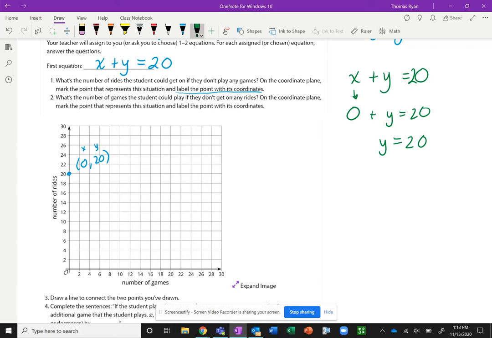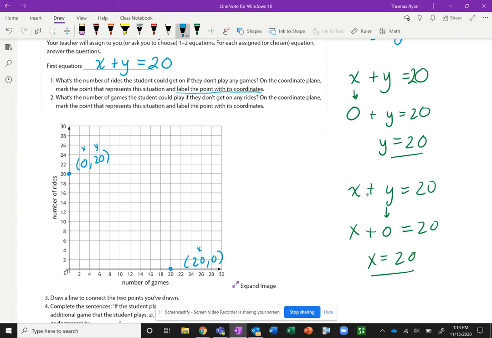Okay, number 2 says, what's the number of games they could play if they don't do any rides? So it's the same idea. X plus Y equals 20. No rides, so X plus 0 equals 20, which is just X equals 20. Once again, since they're $1 each, if you don't go on any rides, you could play 20 games. So this point down here is 20, 0, because it's X, Y.